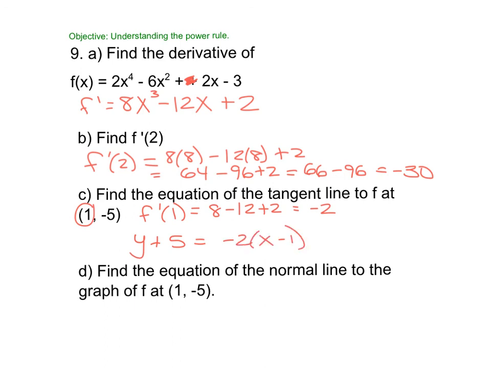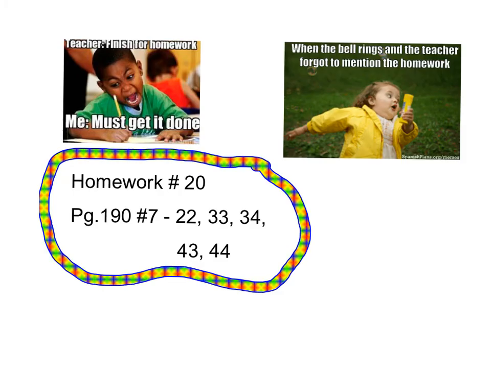And then the normal line, so the normal line is the negative reciprocal. So instead of negative 2, it's positive 1/2. y plus 5 equals 1/2 times x minus 1. And that's it. There is your homework.